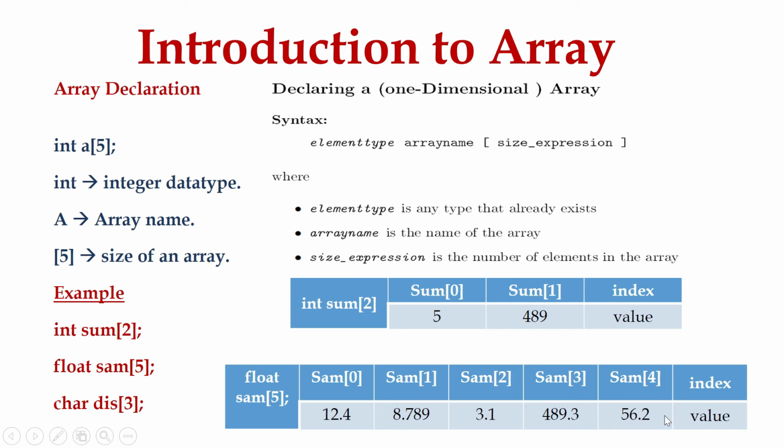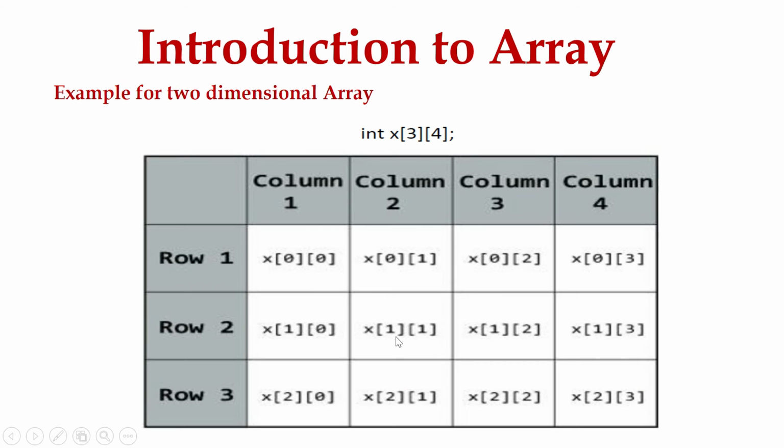So now moving on to the two-dimensional array, integer x of 3, 4. How many values can it hold? It can hold 3 into 4, 12 values. 3 fours are 12 values. So how many rows and how many columns? 3 rows and 4 columns. The first one is the row, the second one is the column. So row 1, row 2, row 3, column 1, column 2, column 3, column 4.